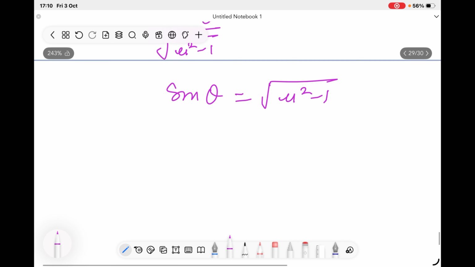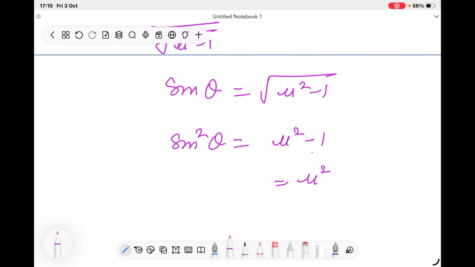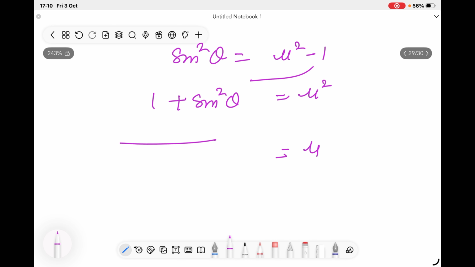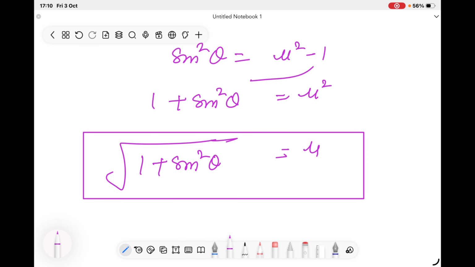You can square both sides, otherwise also it is okay. Squaring both sides, it is sine square theta, and here the square root will be cancelled. So the minus 1 will come to this side: mu square is 1 plus sine square theta, and mu will be root of 1 plus sine square theta. So this is the relation. Mu is calculated this way.